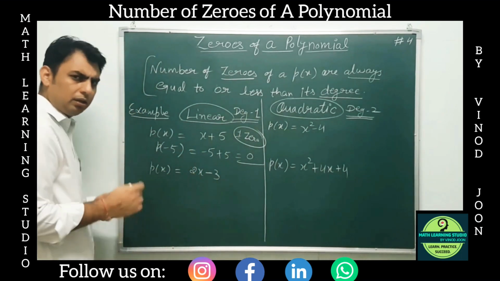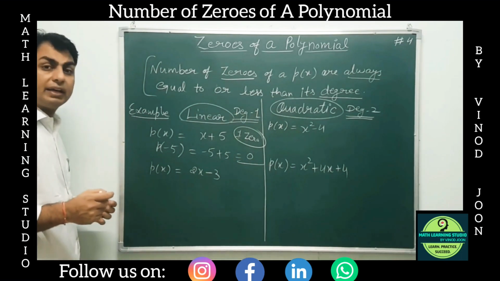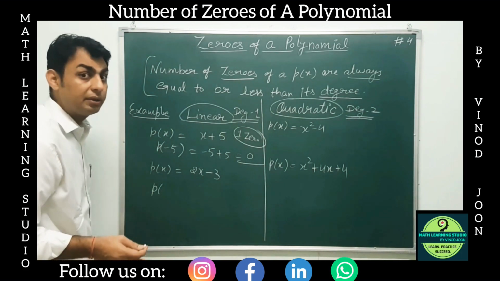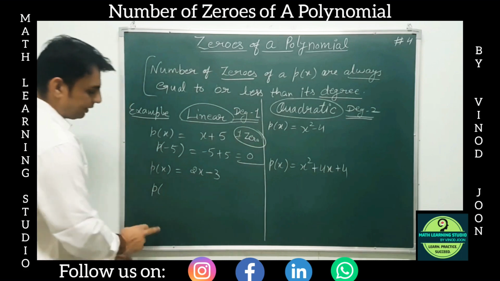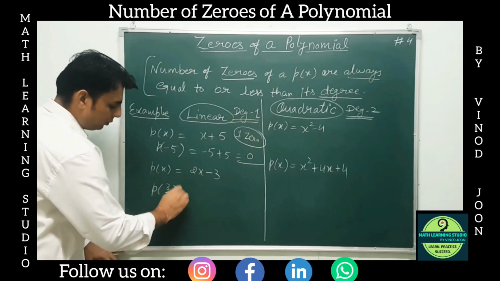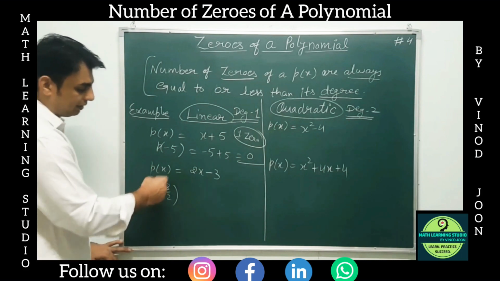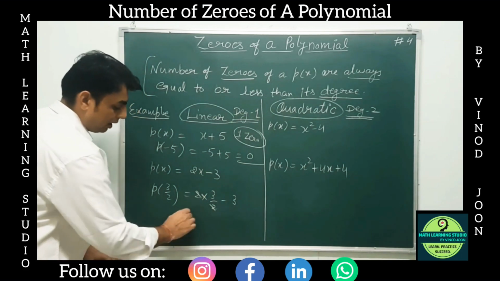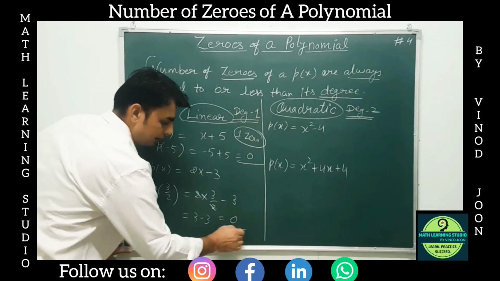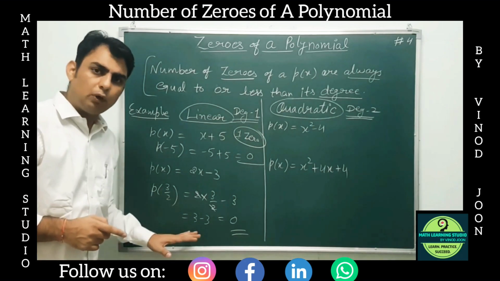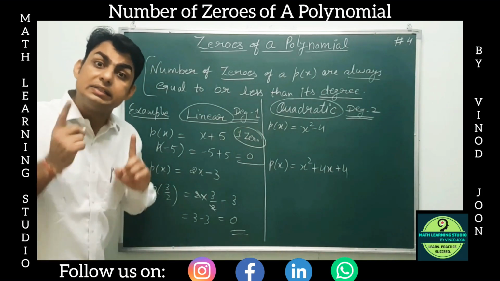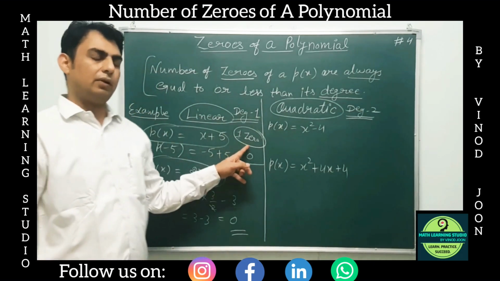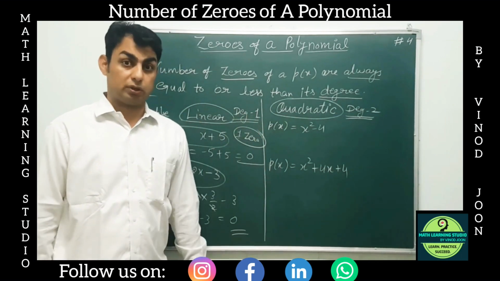Second example, 2x minus 3 is the polynomial. It may be a bit difficult to find out what value of x will make this 0, but we can try and find out. Trial and error method we discussed in grade 6 and 7. So we can try, and I know that the value of x as 3 by 2 will make this polynomial 0. How? 2 into 3 by 2 minus 3. 2 and 2 cancel. 3 minus 3 equals 0. So this polynomial also has just 1 zero. It's also a linear polynomial, and it will have just 1 zero because degree is 1, not more than 1.